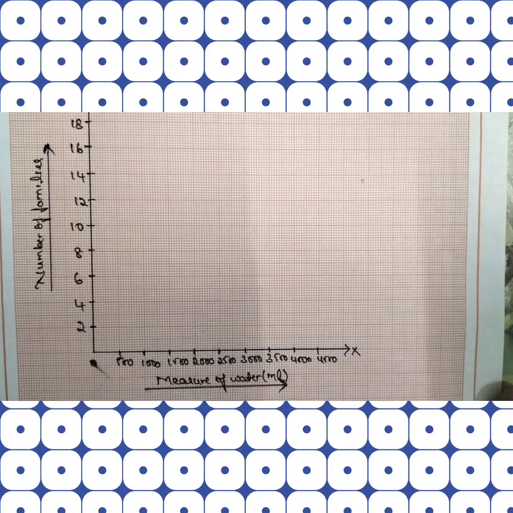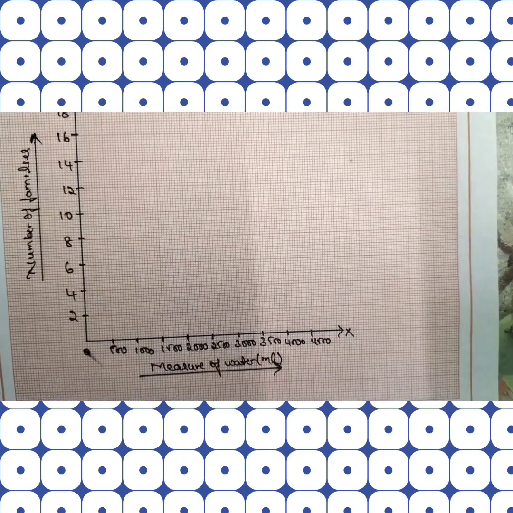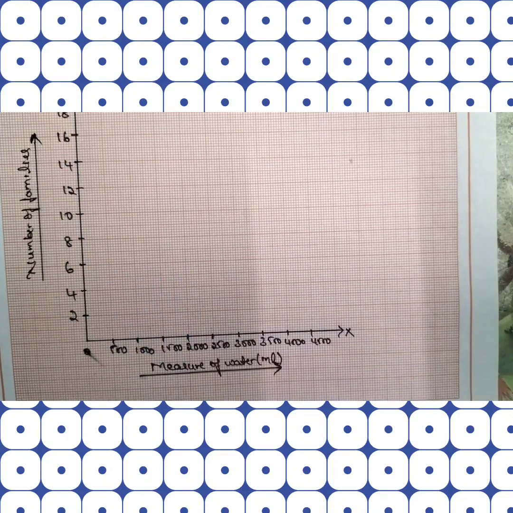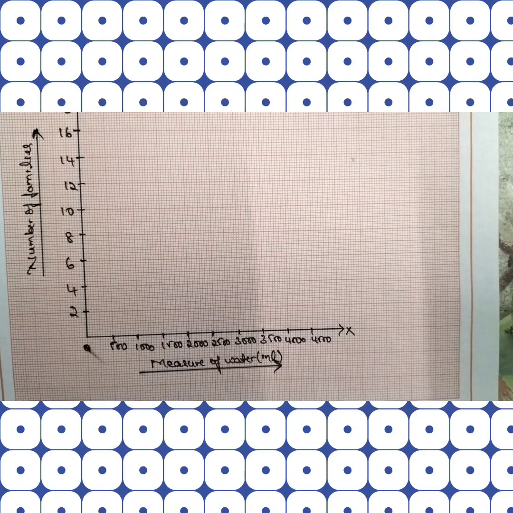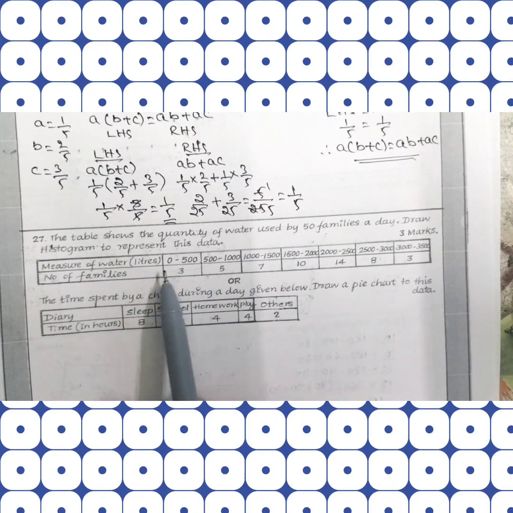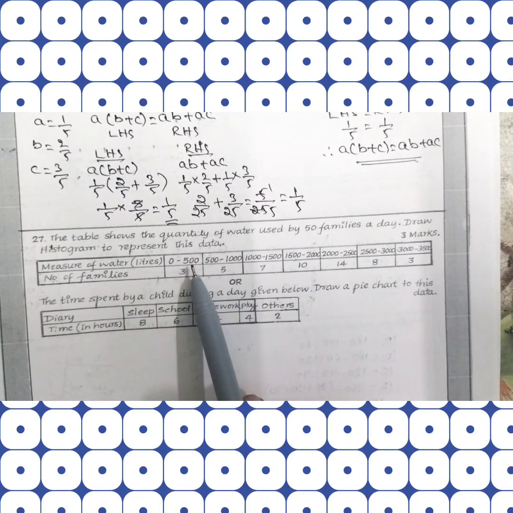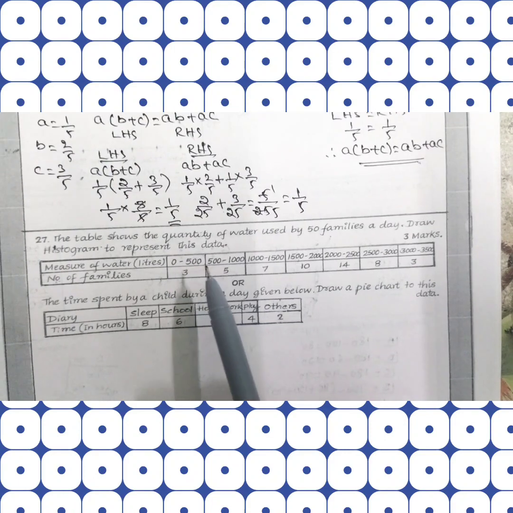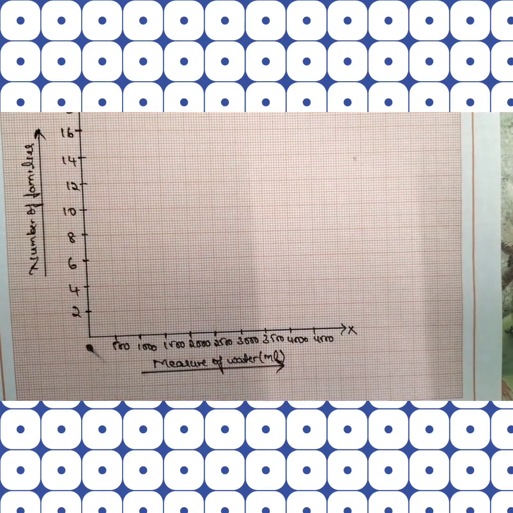So now in the x-axis we have taken the measure of water in liters, and in the y-axis the number of families. Now let us draw the histogram for this one. Here they have given the measure of water in liters and families: 0 to 500 liters, 3 families. Like this they have given. Now let us draw the histogram for this one.